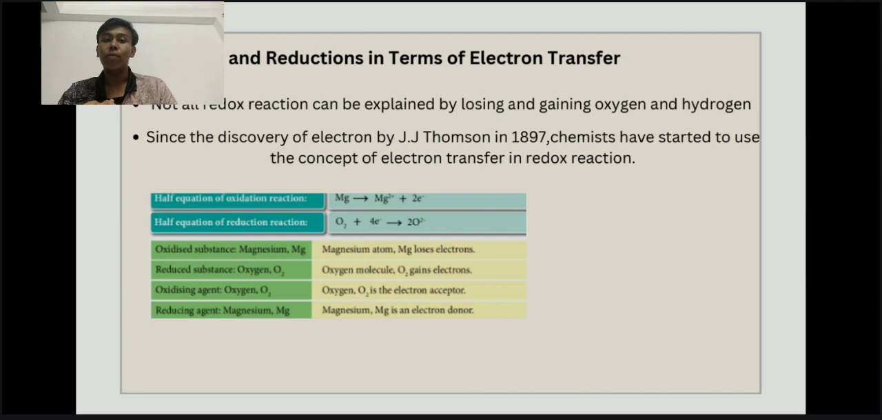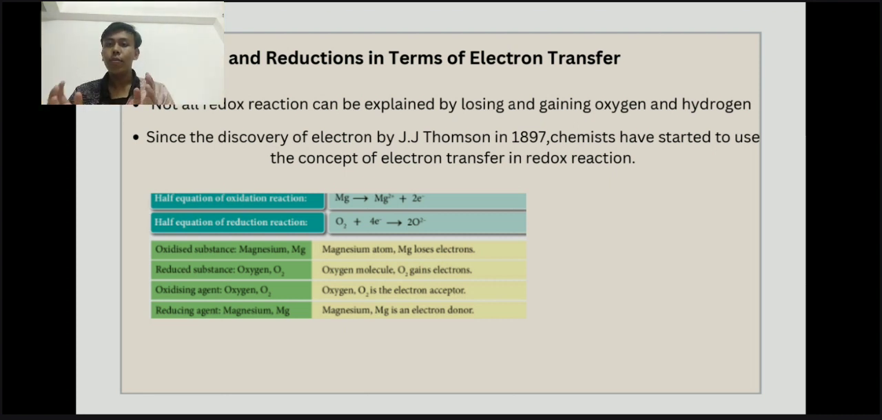Oxidation and reduction in terms of electron transfer. Actually, not all redox reactions can be proved by gain and loss of hydrogen and oxygen. Since the discovery of the electron by J.J. Thomson in 1897, this method has been used by chemists to prove redox reactions. This is where we will learn about half equations.